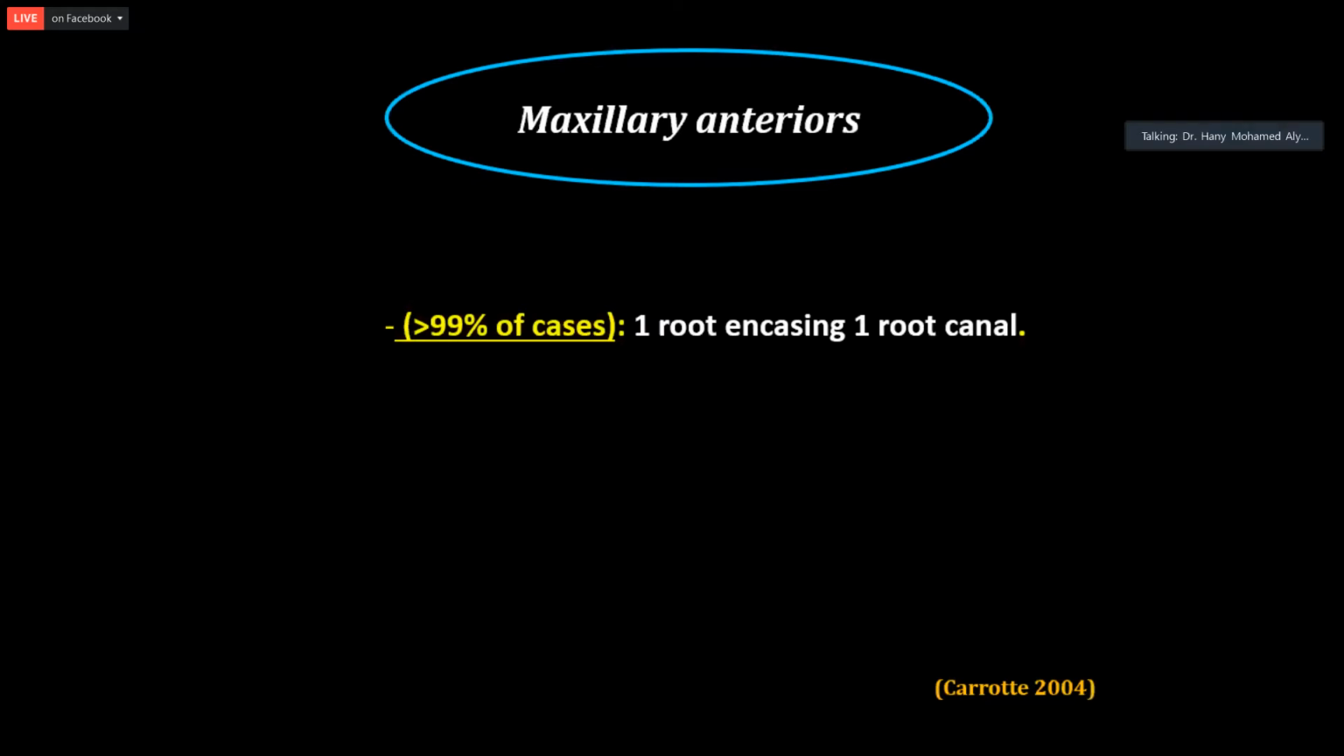Many people consider that maxillary anteriors have 100% single root, single canals. However, it is more precise to say that maxillary anteriors have more than 99% single root canals, because sometimes, maybe a few times, we may have some anatomical variations in maxillary anteriors.